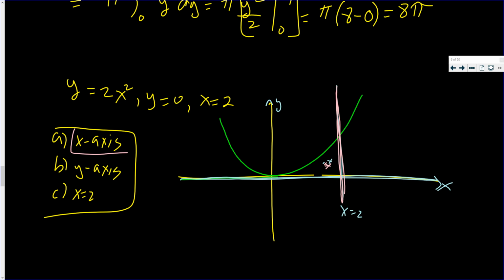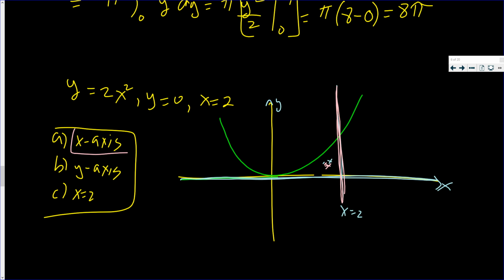And the r value, the radius, is just going to be y. Which y? Y equals 0? No. The green curve, y equals 2x squared. Pi r squared, so it's going to be 2x squared. And when you square that, you get 4x to the 4th dx from 0 to 2, which is real simple. It's going to be 4x to the 5 over 5 from 0 to 2.